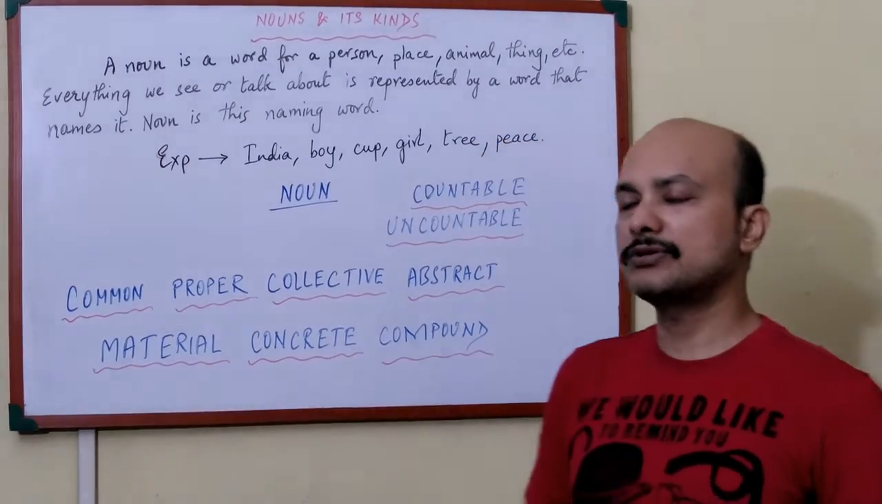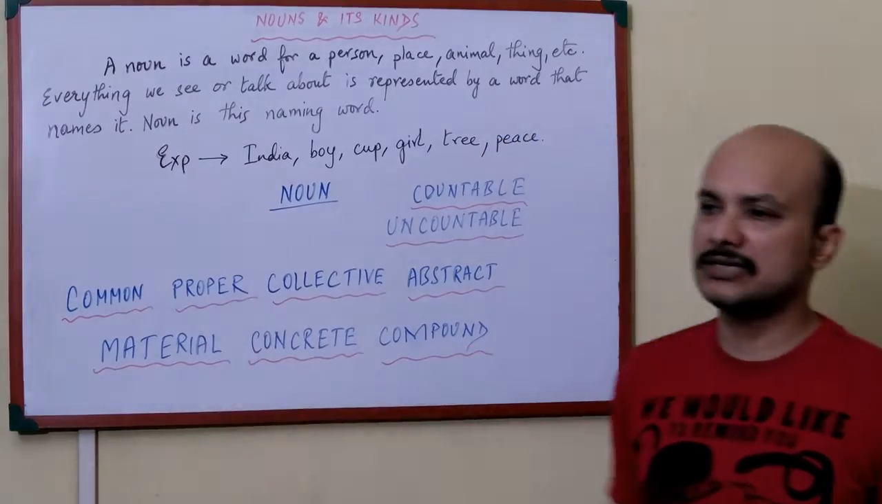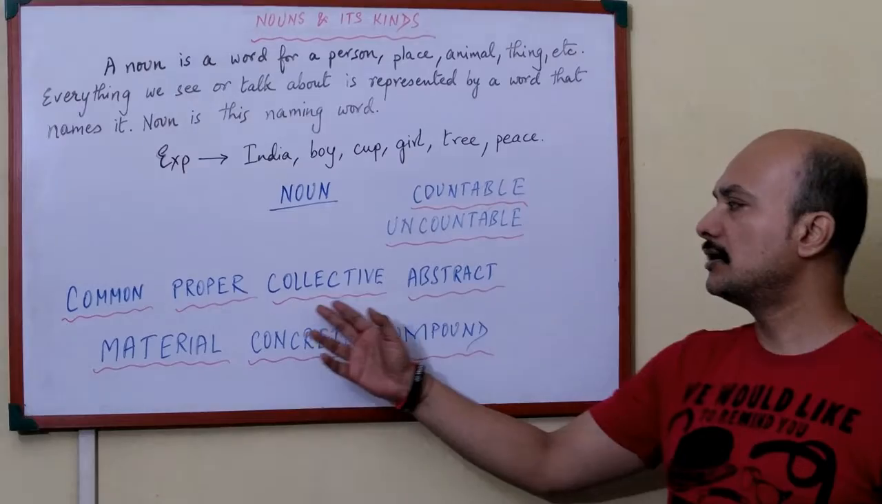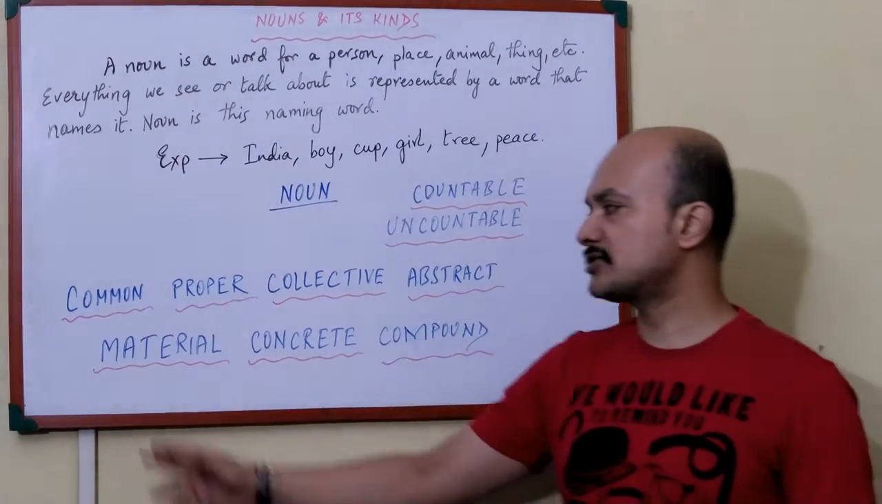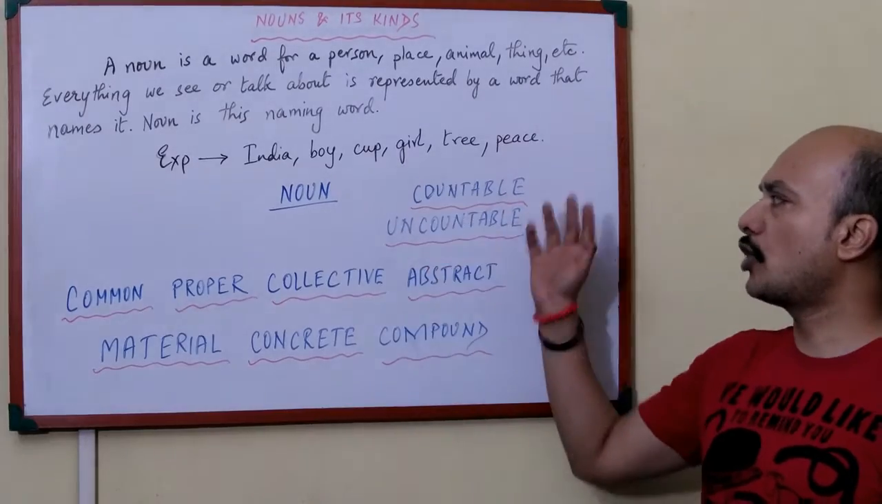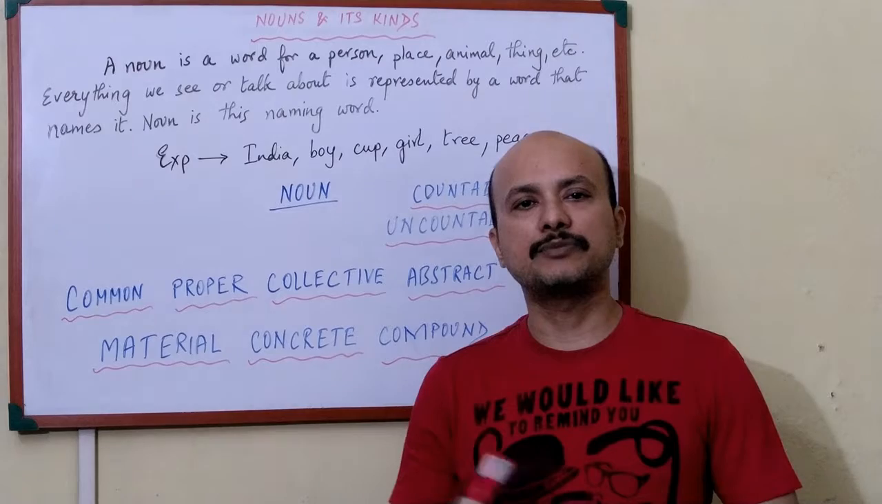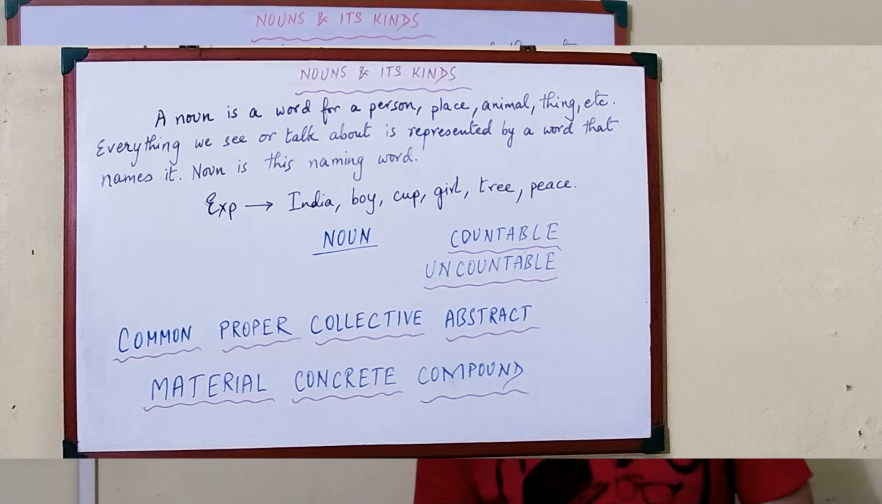Okay. Now that's about noun. Now moving on, noun has different kinds of categories, as you can see: common, proper, collective, abstract, material, concrete, compound, and a broader classification of countable and uncountable nouns. Okay, I shall be going into them one by one.